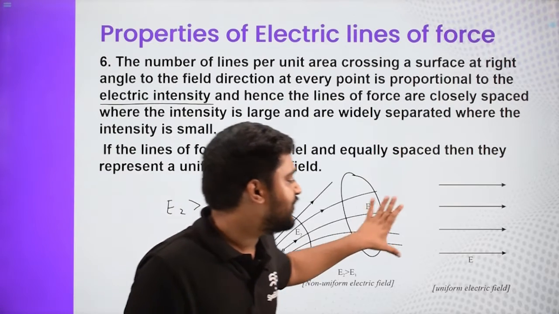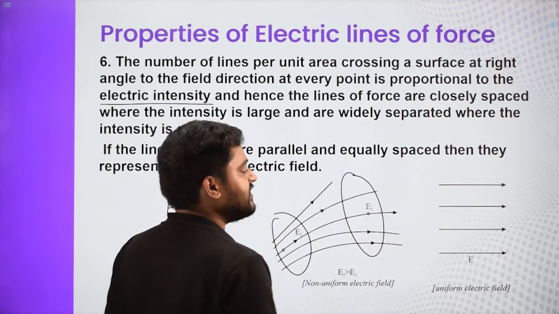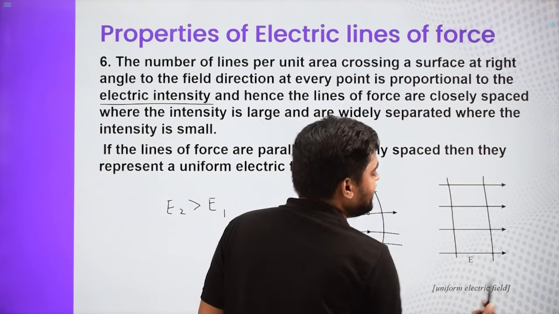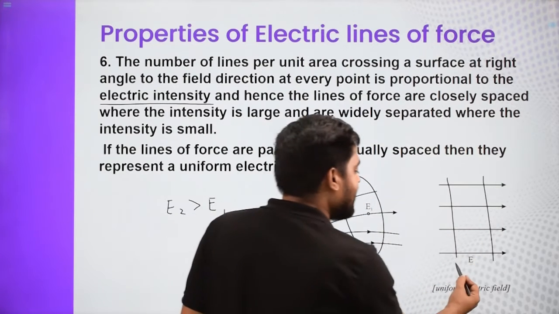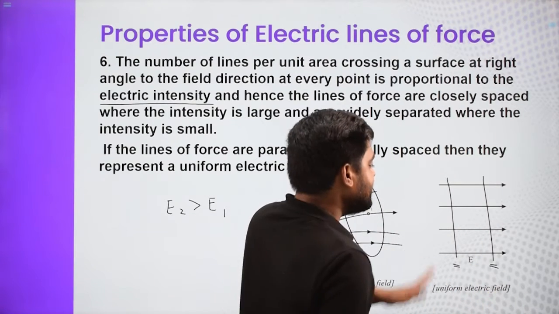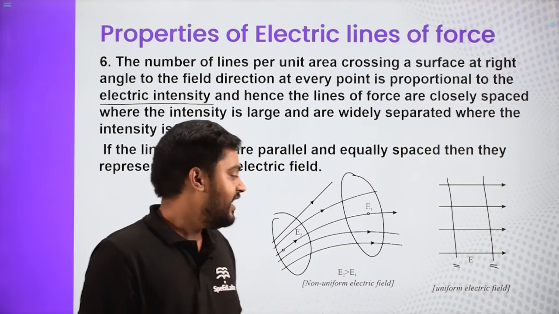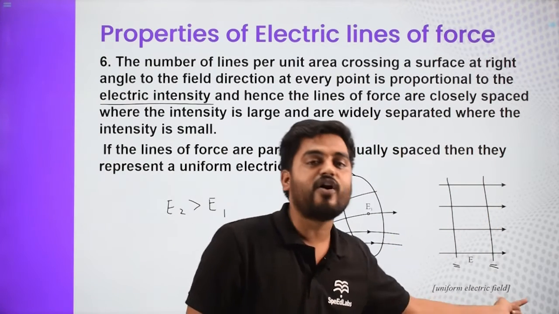Now what if they are equally spaced? If they are equally spaced, then the number of field lines in this region and this region is the same. So we will say the electric field strength in this region and this region is the same, and hence that represents a uniform electric field.